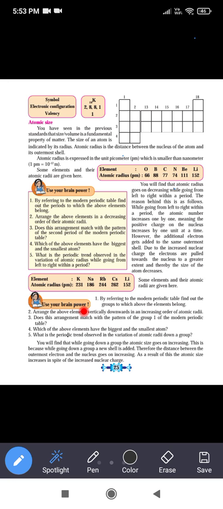Use your brain power. Now see the second table: elements potassium, sodium, rubidium, cesium, and lithium. Okay, now atomic radii in picometer. Potassium is 231, sodium is 186, rubidium is 244, cesium 262, and lithium 152. By referring to the modern periodic table, find out the group to which the above elements belong.